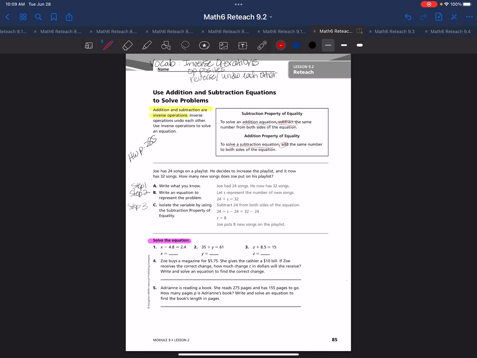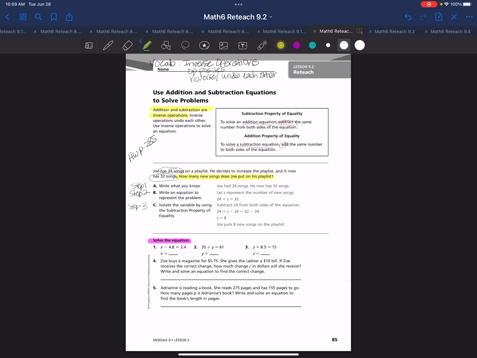Let's go ahead and do this problem together. Joe has 24 songs on a playlist. He decides to increase the playlist and it now has 32 songs. How many new songs does Joe put on his playlist? So step 1, write what you know. Joe had 24 songs originally, and he now has 32 songs. Then it says let S represent the number of new songs.